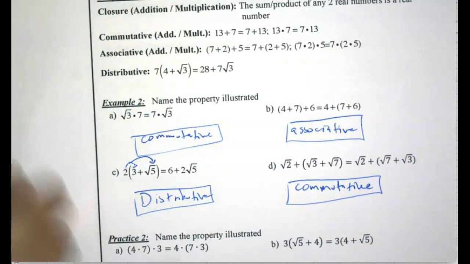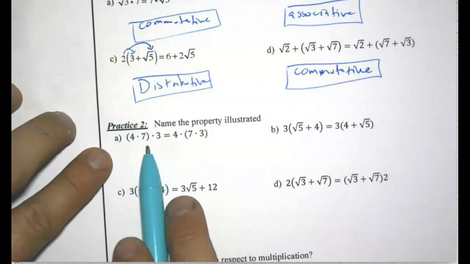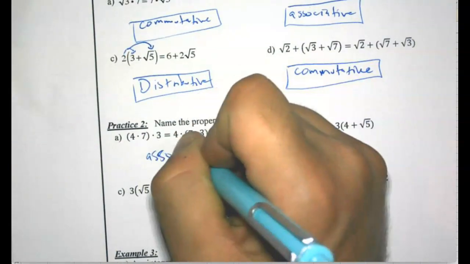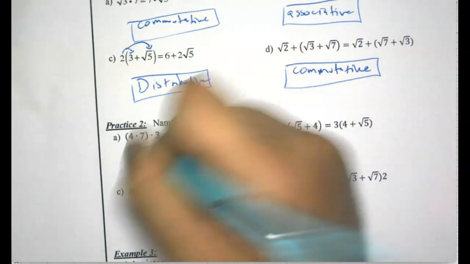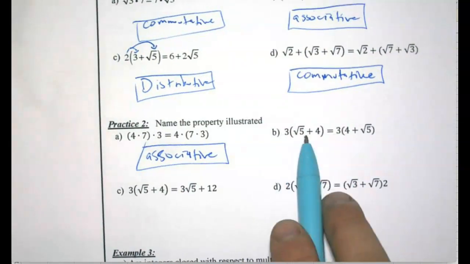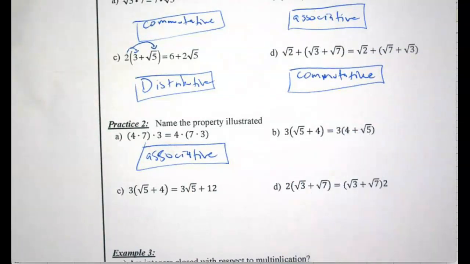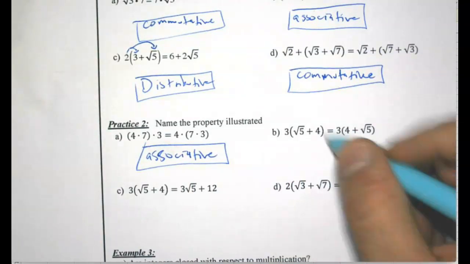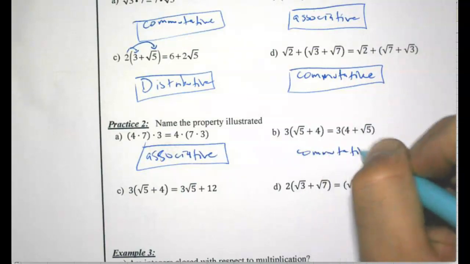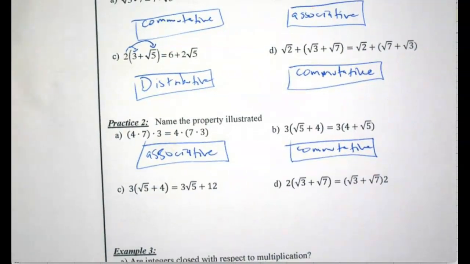So anyhow, I'm going to go through these next 4 here. Let's see, 4 times 7 times 3. The only thing that moved is the parentheses, so that's going to be associative if the parentheses move. On this one, let's see, they didn't even distribute. They just changed the order of the radical 5 plus 4, 4 plus radical 5. That won't change the final answer, but it is showing the commutative property of addition. If you change the order in which you add, nothing changes in the final answer.